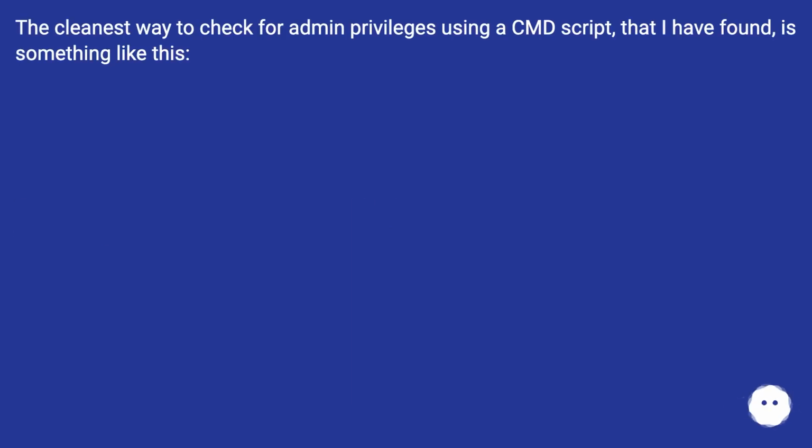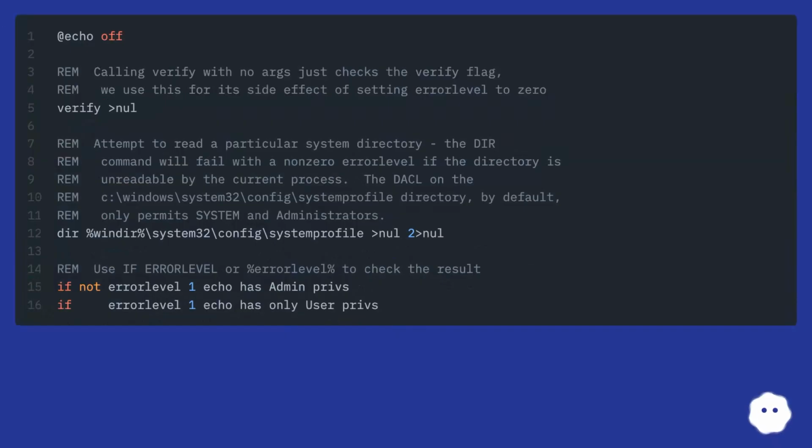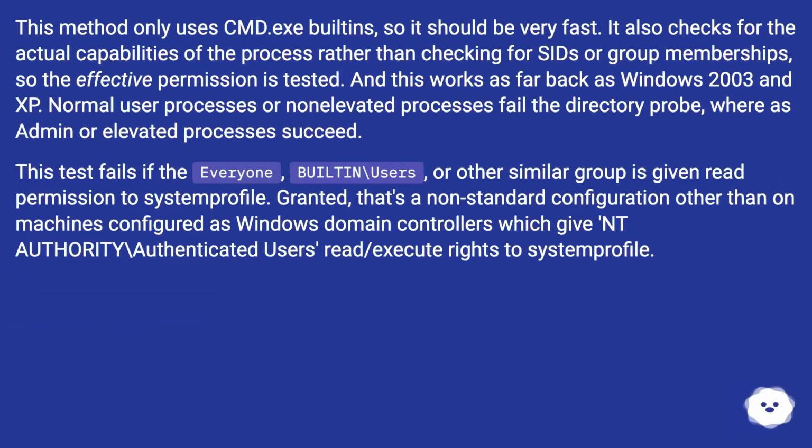The cleanest way to check for admin privileges using a CMD script that I have found is something like this. This method only uses cmd.exe built-ins, so it should be very fast. It also checks for the actual capabilities of the process rather than checking for SIDs or group memberships, so the effective permission is tested. And this works as far back as Windows 2003 and XP.